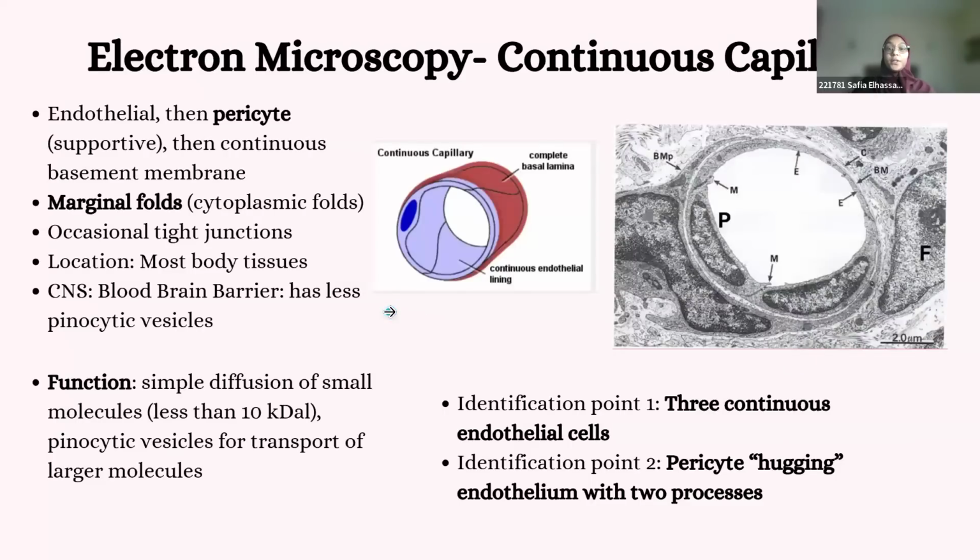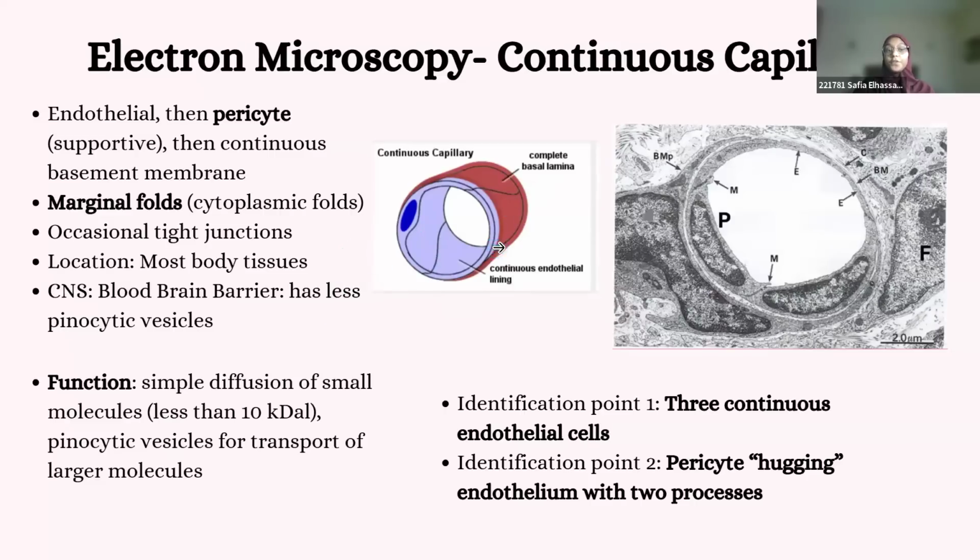All right, now let's talk about the capillaries. So there are three capillaries that we're going to talk about. The first one is the continuous capillary. So the continuous capillary, you can find it pretty much all over the body, especially in the brain. It makes up the blood-brain barrier. And the difference between this capillary and the other two that we're going to talk about is that the continuous capillary tends to not leak.